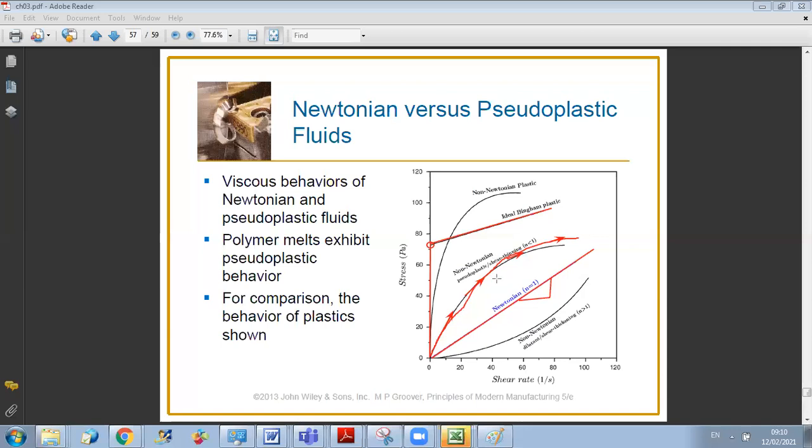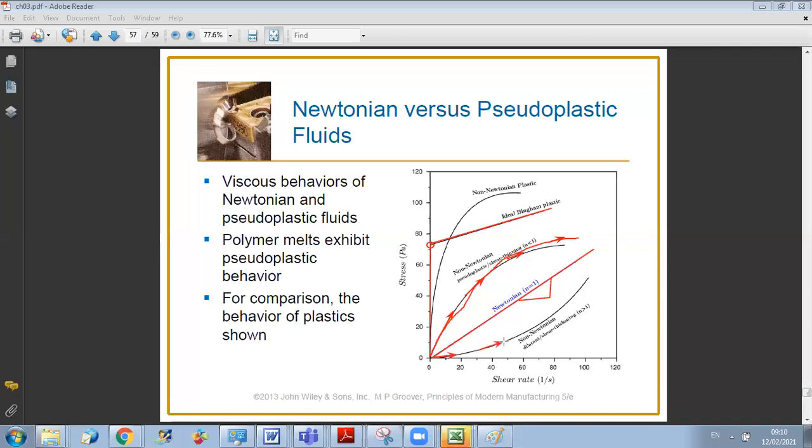Now, another behavior of non-Newtonian fluids is the shear thickening fluids. So in this case, it is the opposite behavior. What will happen is that the viscosity will increase with the shear rate. And as you can see here, you can see it from the variation of the slope.